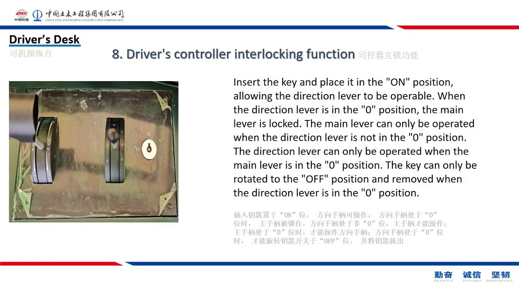Slide 28, controller interlocking function. The driver's controller has an interlocking function for safety. The key must be turned to the on position before the direction lever can move. The main lever can only operate when the direction lever is not at 0. Similarly, the direction lever can only move when the main lever is at 0. Finally, the key can only be removed when the direction lever is at 0. These rules prevent incorrect operation and protect both the driver and the passengers.